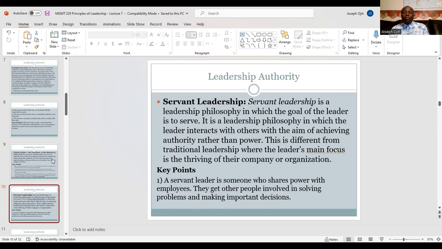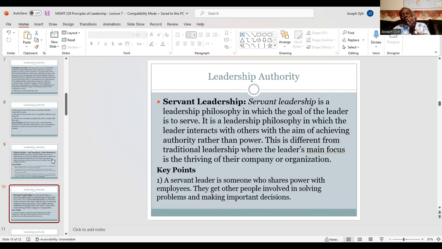So this is different from the type of traditional leadership we have, whereby the leader's main goal is to make the company thrive and make money for the shareholders. So if you are a servant leader, that means basically you are like a servant to serve your employees, be around, render help whenever you can.